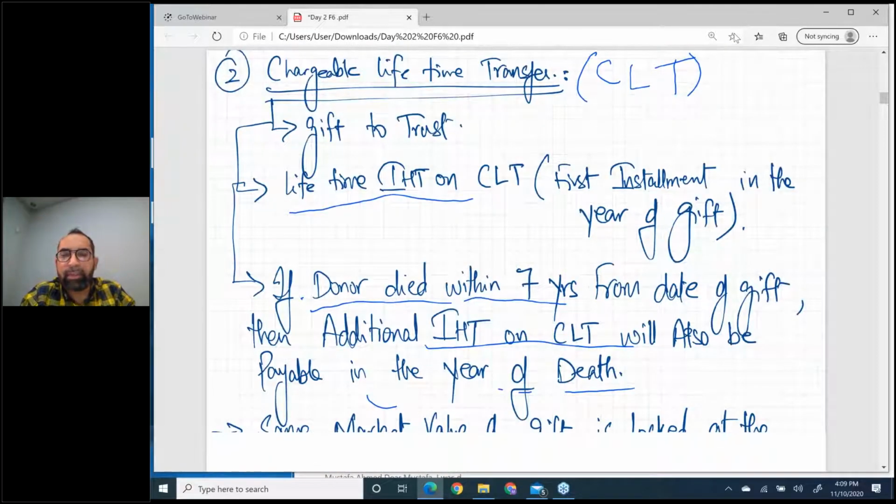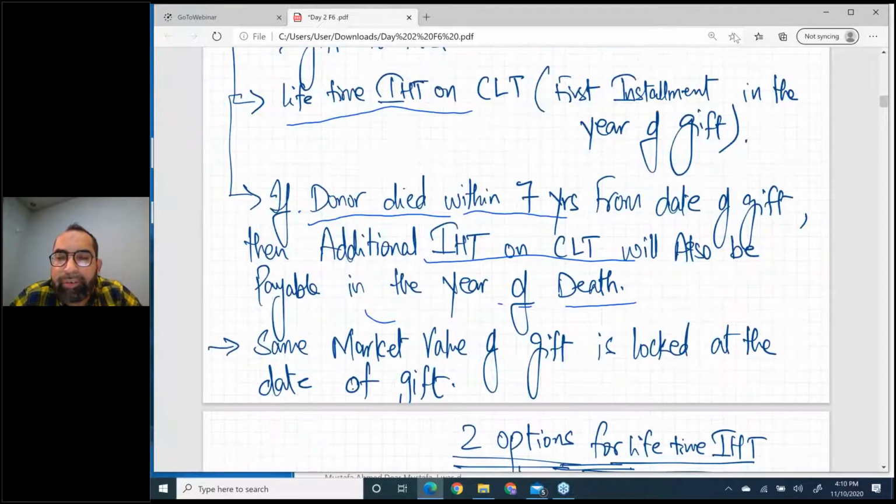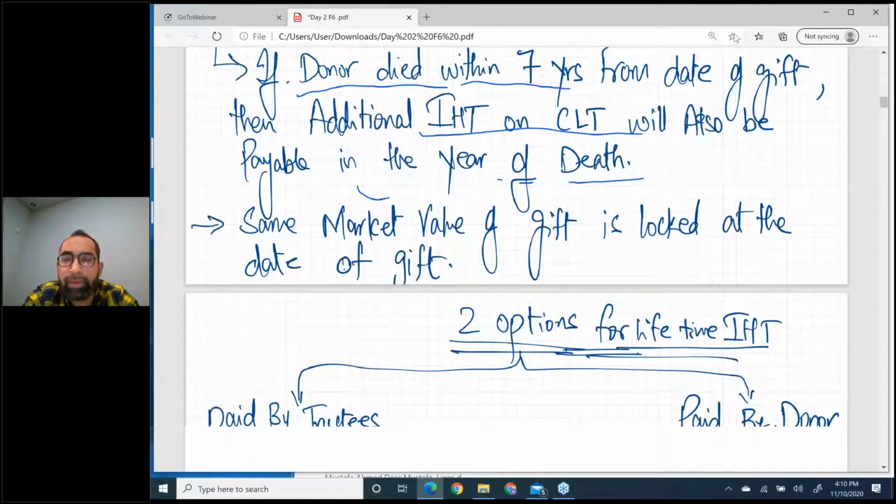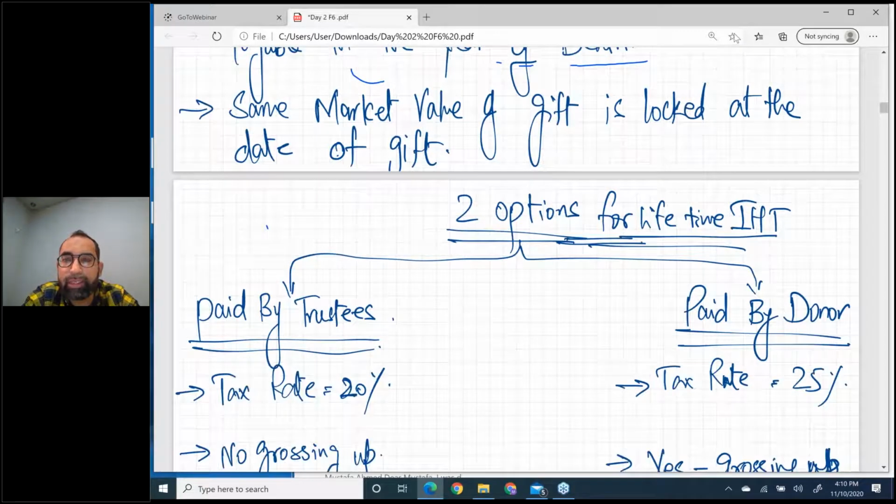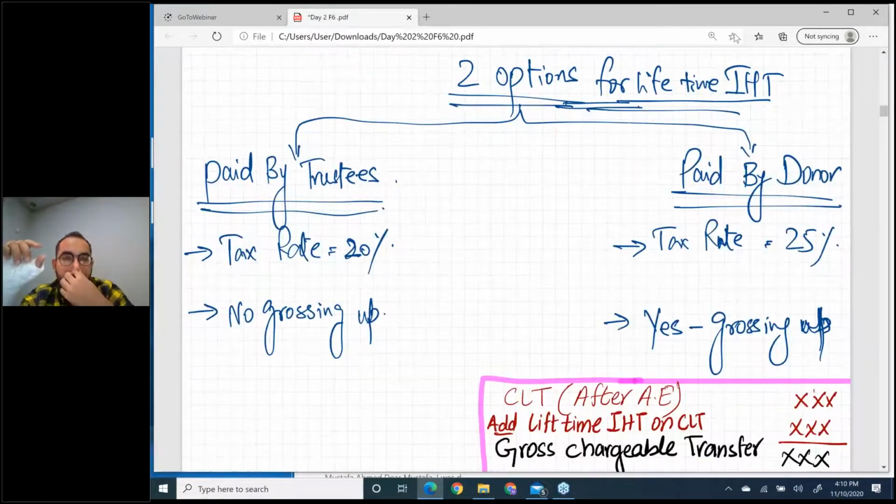Now, the same concept: market value of gift is locked at the date of gift, the same concept we just discussed in PAT. Which market value will be considered? The market value at the date of gift will be considered. Okay, increase in market value will be ignored again. Right? Okay. Now open your eyes, be very active. You are in revision days, you are not in normal classes, please.